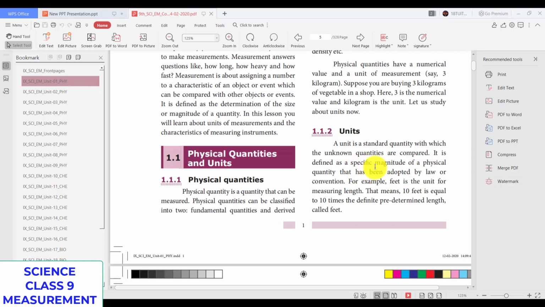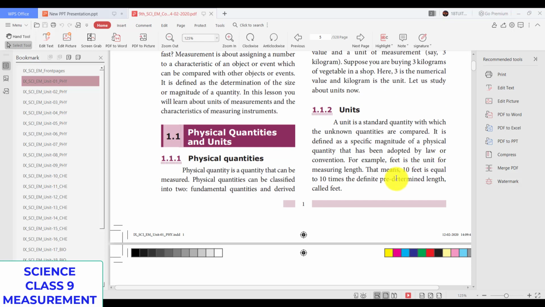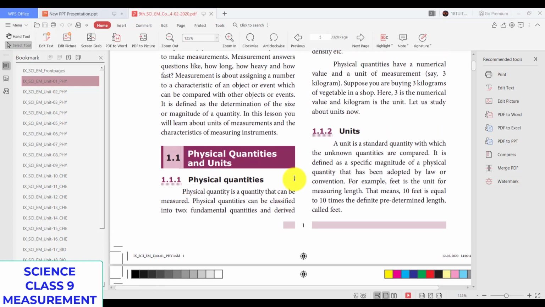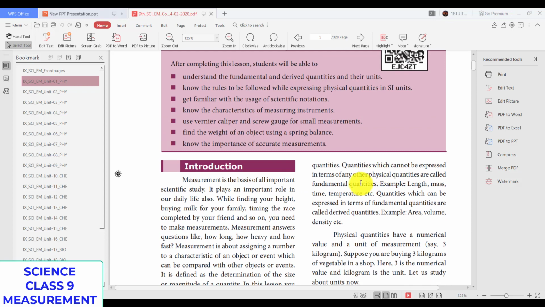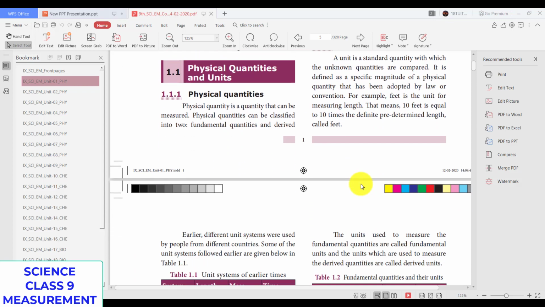Then it is defined as the specific magnitude of a physical quantity that has been adopted by law or convention. Here also you have the same thing, that is 10 feet. Here is a numerical value and the unit that is related to the measure of that particular quantity, that is feet. If you are measuring length, then it is in feet. So in this way we are measuring the units. Units are completely different from physical quantities. Physical quantities are divided into two types, one is the fundamental and the other is the derived quantity. You are familiar with these two things.